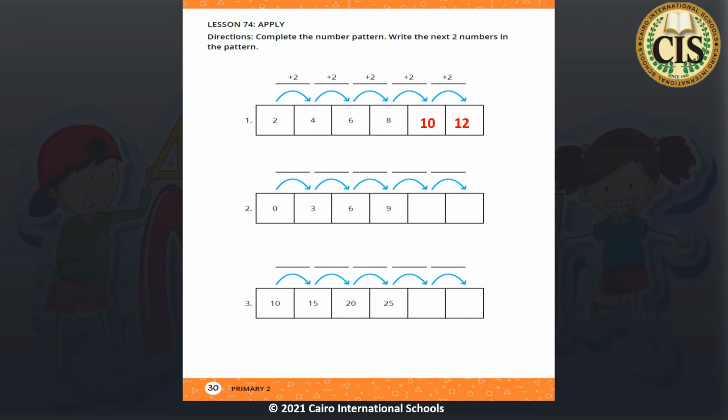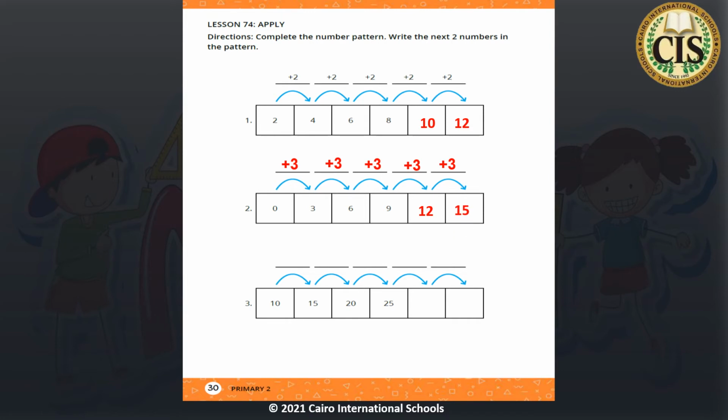The next one, 0, 3, 6, 9. So how to find the pattern rule? Yeah, the numbers are getting bigger, so each time we are adding 3. How we find the difference? 3 minus 0 equals 3. 6 minus 3 equals 3 and so on. And this is increasing, so we must add in the pattern rule. So 9 plus 3 equals 12. 12 plus 3 equals 15 and so on.